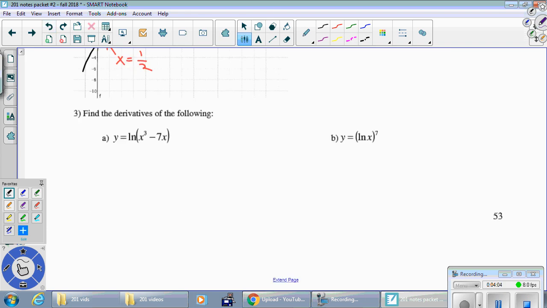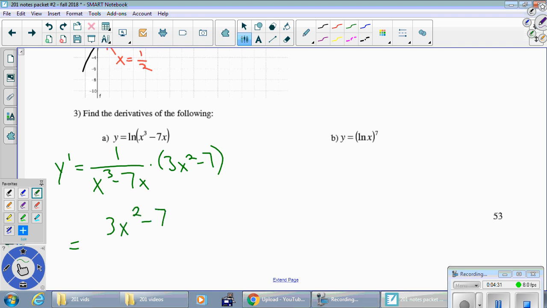Okay, number 3, let's find some derivatives. ln of stuff. We just saw that the derivative of ln of stuff is 1 over the stuff times the derivative of the stuff. And again, highlighting that 3x squared minus 7 is decidedly not on the bottom. It is on the top if you wish to make it a single fraction. You don't need to, but I'll just write it one time here. 3x squared minus 7 over x cubed minus 7x.